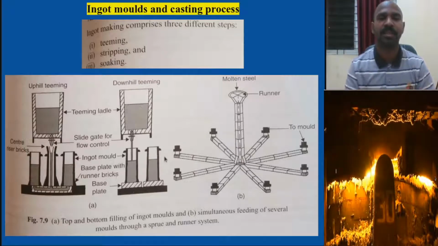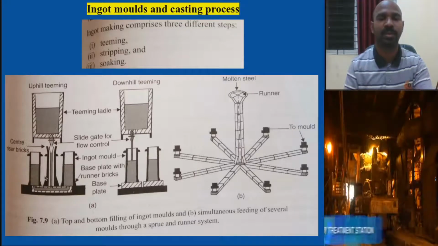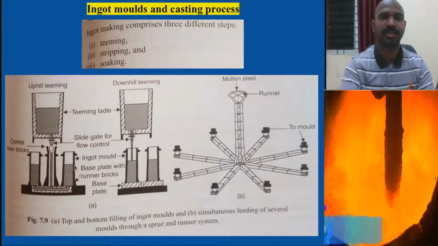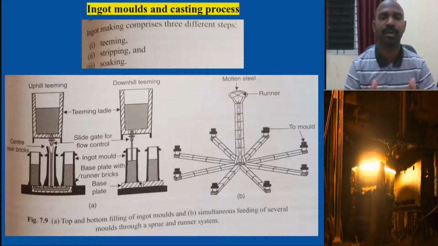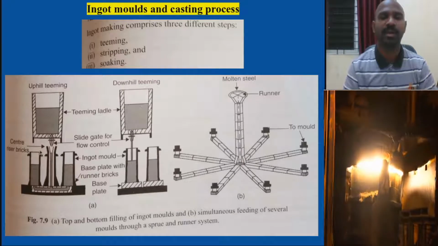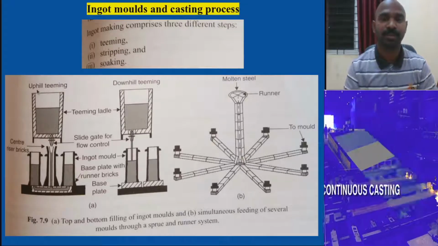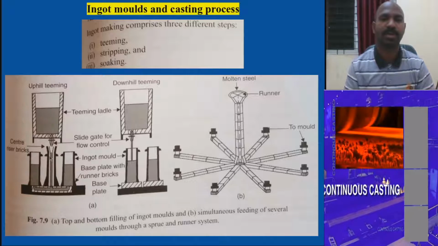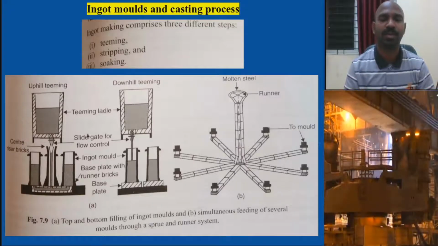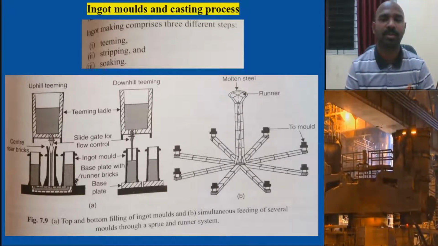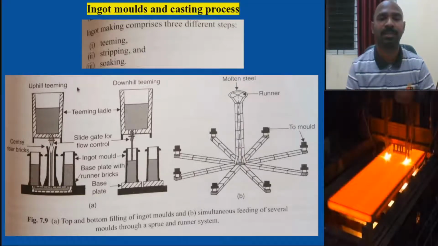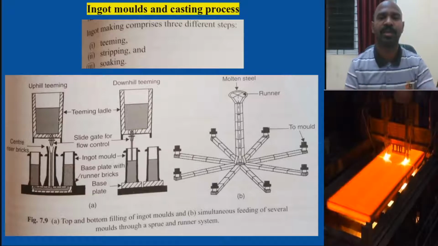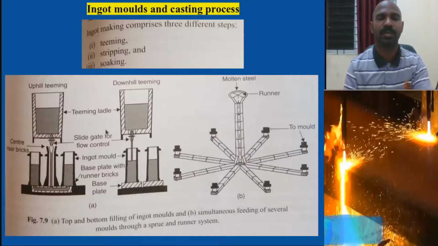This is the bottom filling method, and this is the top filling method. This is called the direct filling method, and this is the indirect filling method. There are many differences. One may ask what the difference is between the indirect ingot molding process and the direct molding process, the top molding process, the bottom molding process, and the uphill process, the downhill process. The names are similar. Based on the process you can define them.